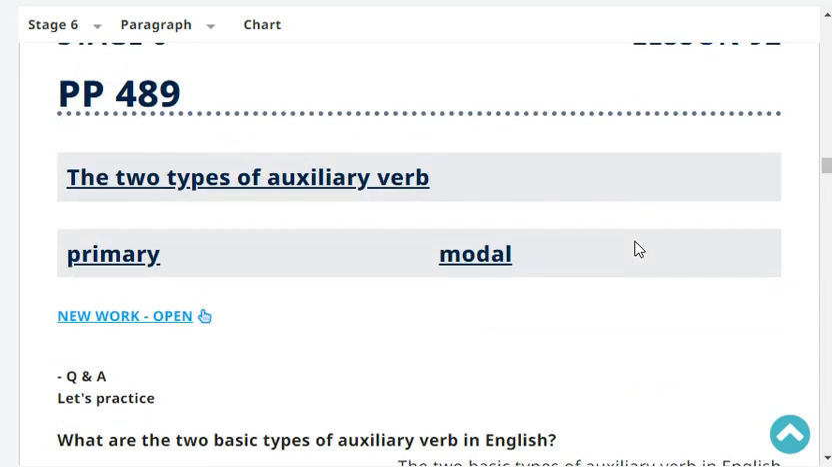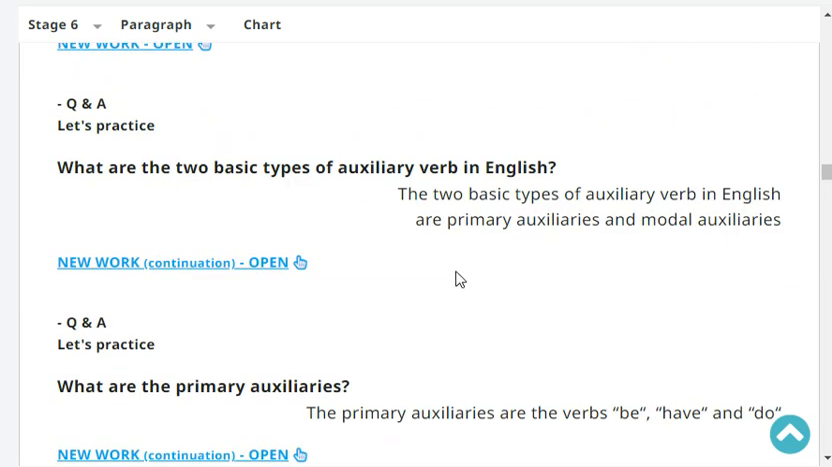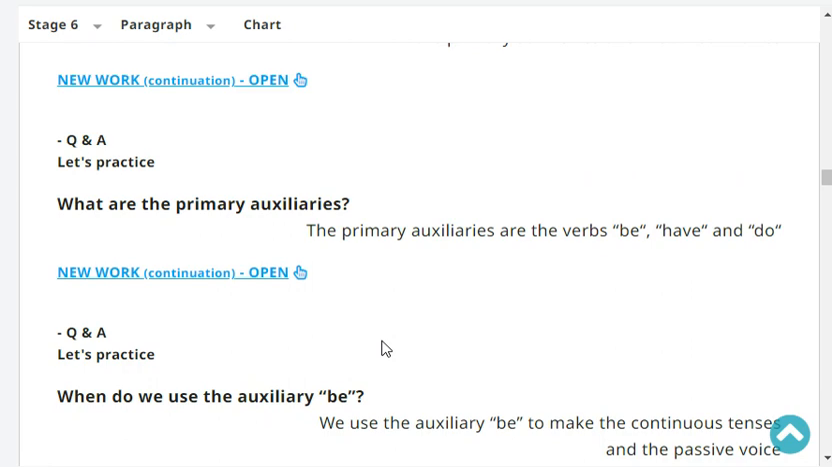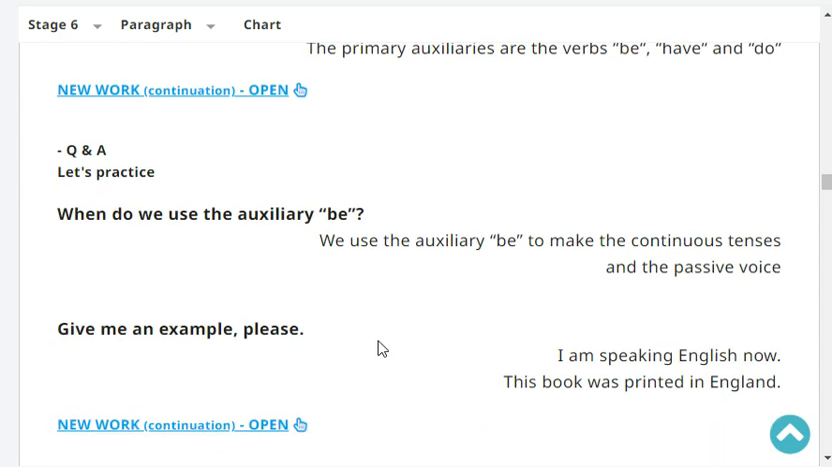Very good. Okay, next. What are the two basic types of auxiliary verb in English? The two basic types of auxiliary verbs in English are primary auxiliaries and modal auxiliaries. What are the primary auxiliaries? The primary auxiliary verbs are the verb be, have, and do.